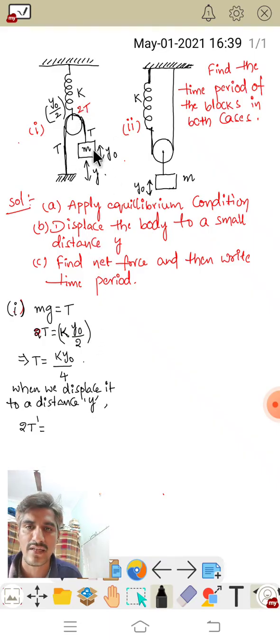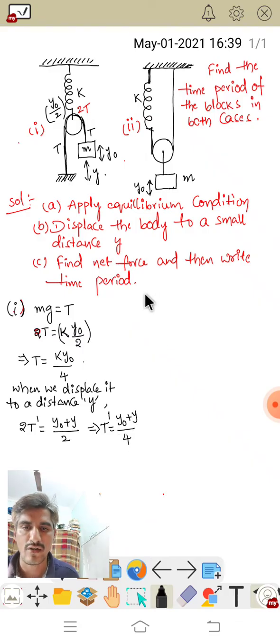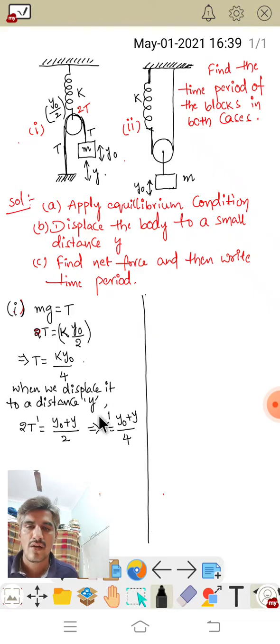what will be the extension here? Actually, here extension is y naught plus y. Therefore, here extension will be y naught plus y by 2. The total extension in the spring is y naught plus y by 2. So from this, we can write the tensional force T dash as k into y naught plus y by 4. This is the T dash value. Now when we still pull it to a distance of y, then the tensional force changes, no? That is T dash we are assuming.